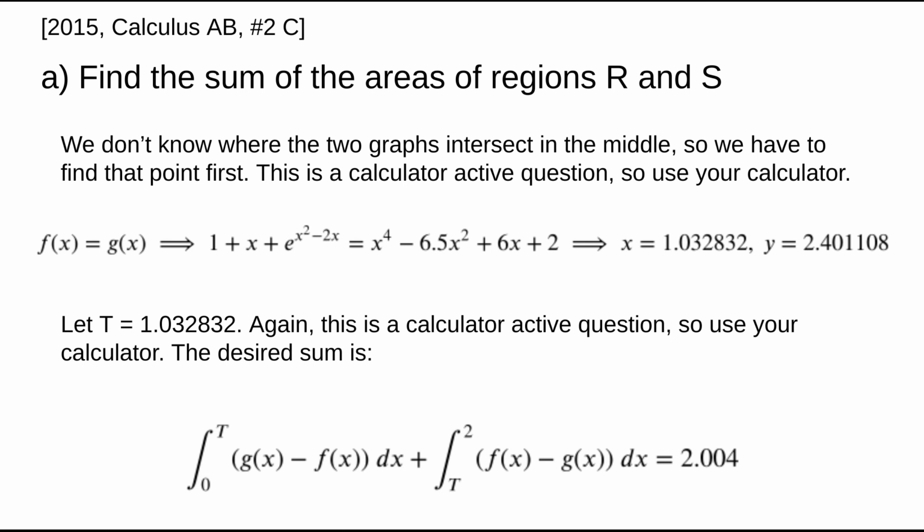For the first one, from 0 up until t, the function g of x is above the function f of x. For x between t and 2, f of x is above g of x. So the sum of these areas would be the integral from 0 to t of g of x minus f of x dx, plus the integral from t to 2 of f of x minus g of x dx, and that turns out to be about 2.004.